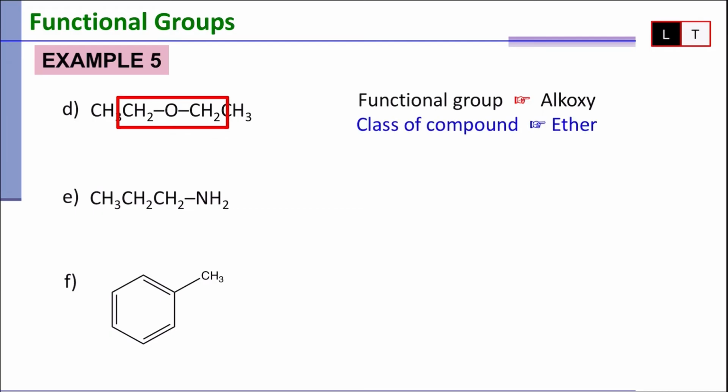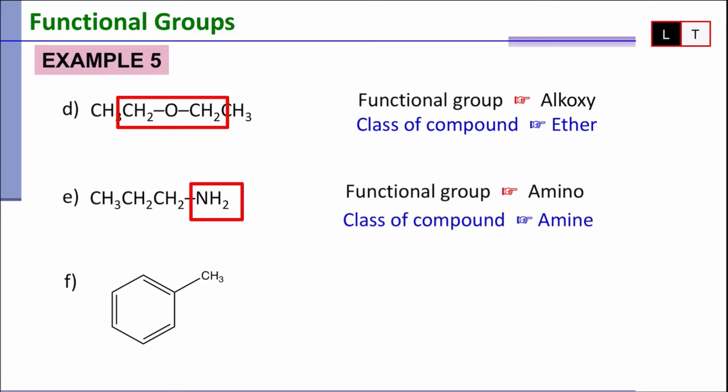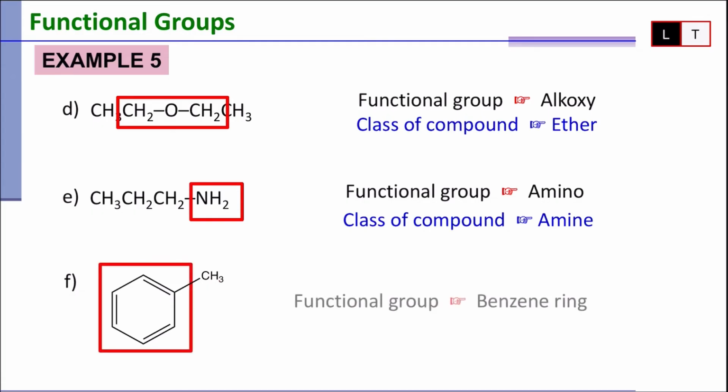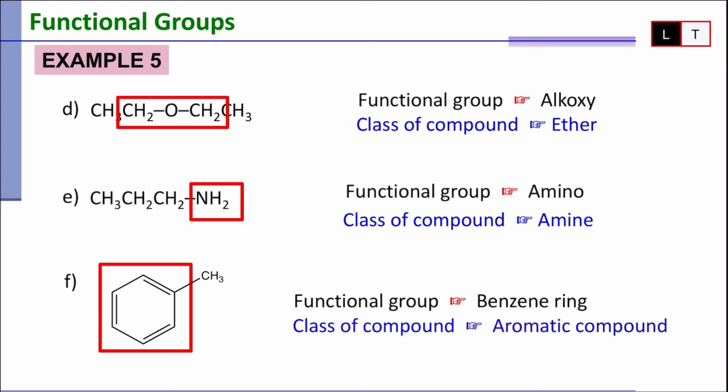For E, the biggest functional group that I can circle is NH2. This is the functional group for amino. And the class of compound is amine. For F, we have this benzene attached to CH3. So we are going to circle only the benzene ring. So this is the functional group, and the class of compound is aromatic compound.